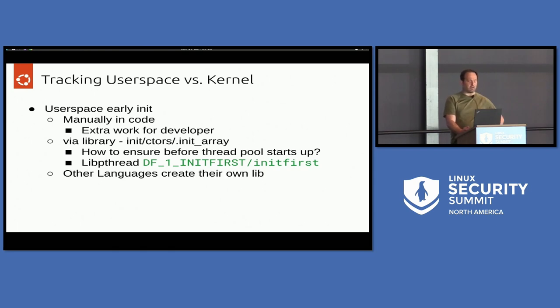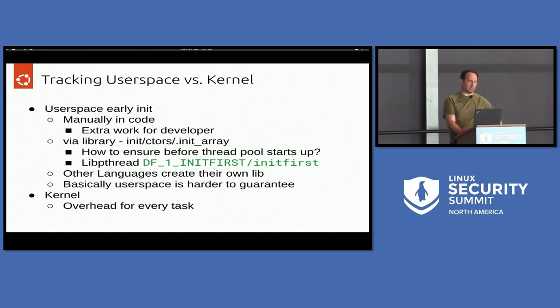Like I said, other languages may create their own libraries. We've had that before, where Go interfaces actually don't use the C AppArmor library, or a Go wrapper around the C library. They create their own, and they've ignored some of the stuff, so they break at times. It's just harder to make guarantees in user space. In the kernel, you can do it, but there's some overhead if you're doing it as tracking. We'll talk about the tracking in a minute. And you could also do it the seccomp style, where you freeze the task and then run through, and that's a real pain as well.